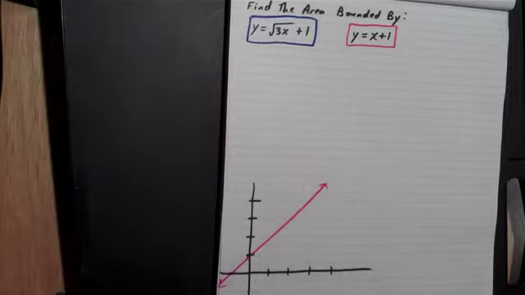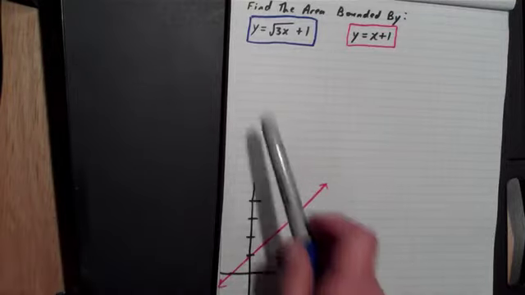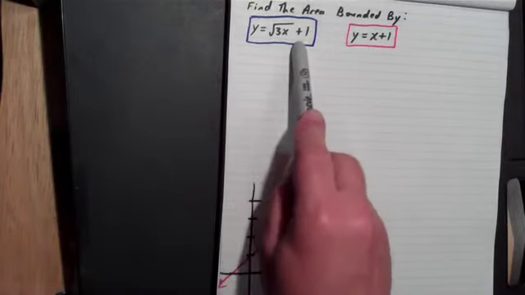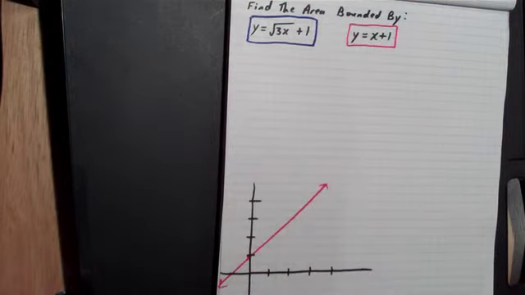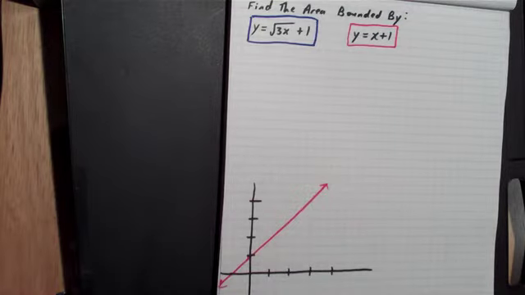Okay, I'm going to find the area bounded by these two curves. y equals square root of 3x plus 1 and y equals x plus 1. Hopefully the one boxed in red is simply a line, slope 1, y-intercept 1, so it shouldn't be a big issue to find that line. Graphing a square root is like a square, except it's a parabola, probably opening to the side.